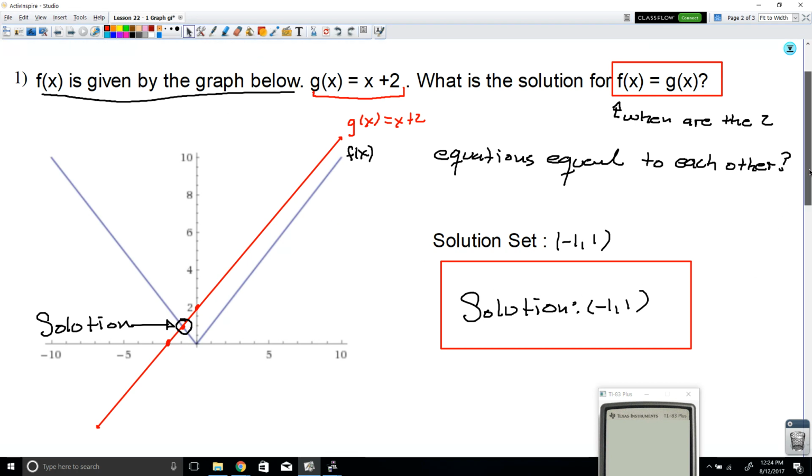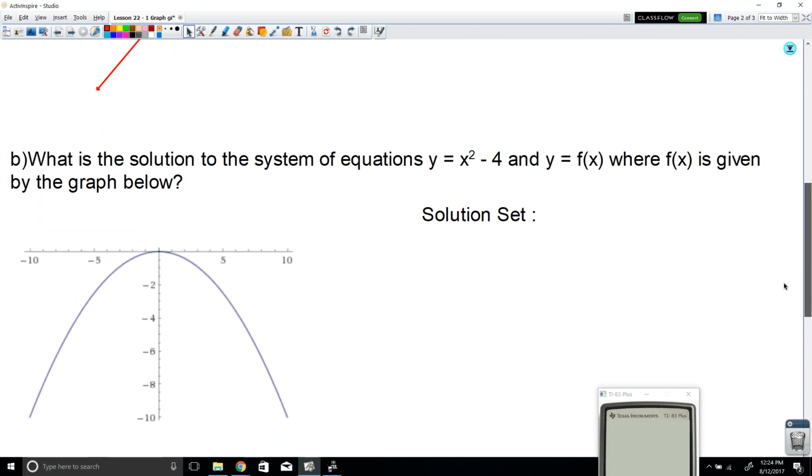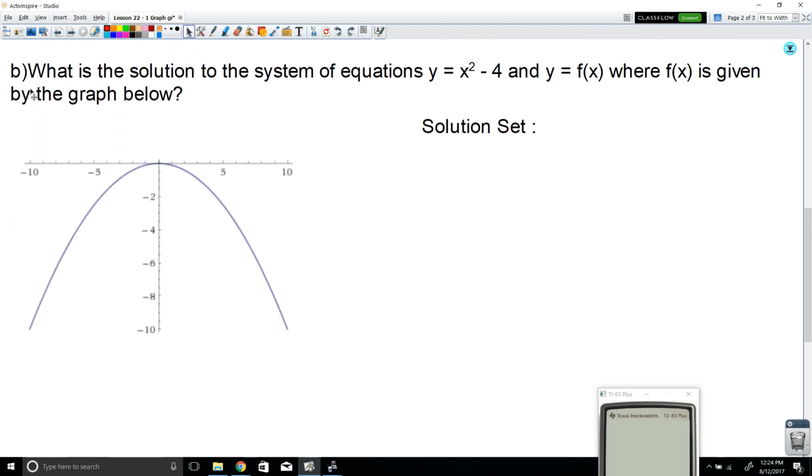Okay, let's see another example now. It says, what is the solution to the system of equations y equals x squared minus 4 and y equals f of x, where f of x is given by the graph below. Okay, so f of x is given by this graph. So let's just label it. This is f of x. We don't know what it is, but they're telling you that it's been given. All right, cool. But what exactly are we trying to answer here?